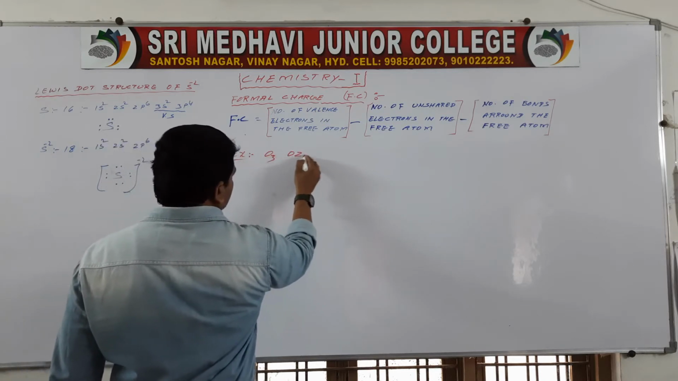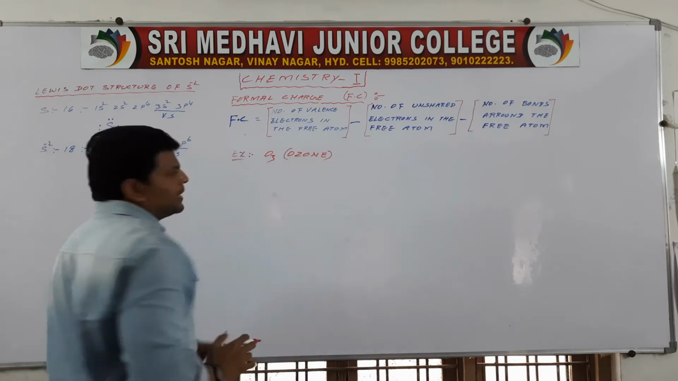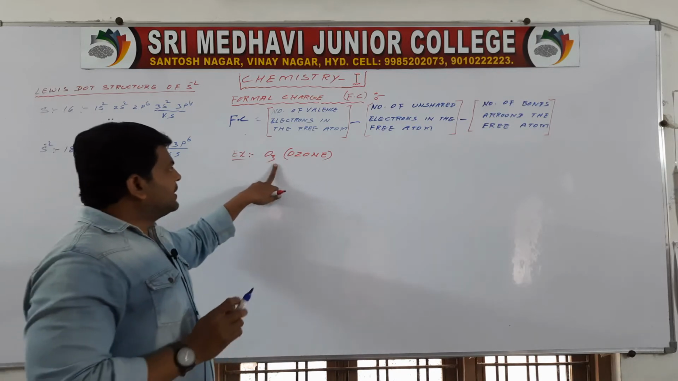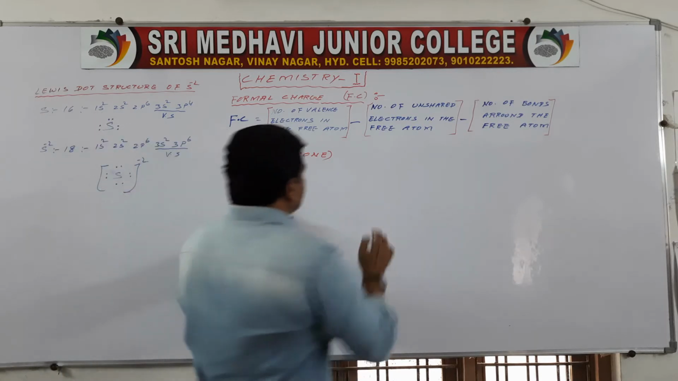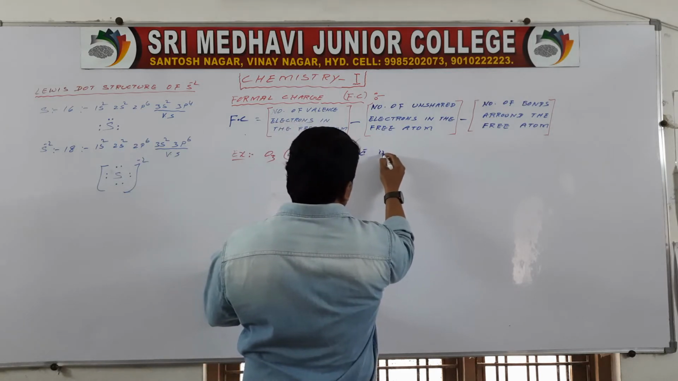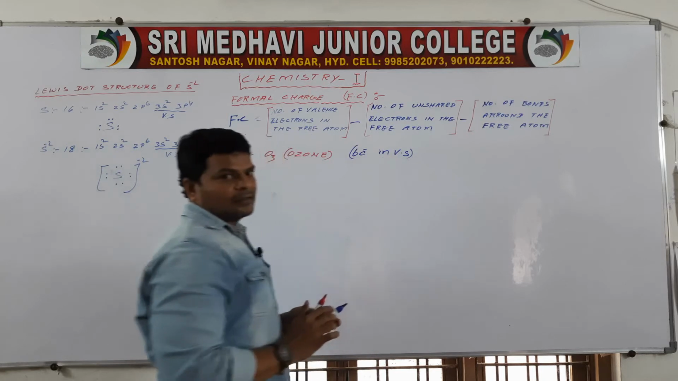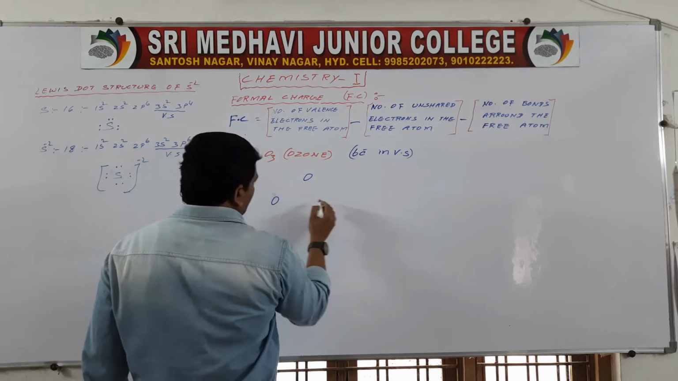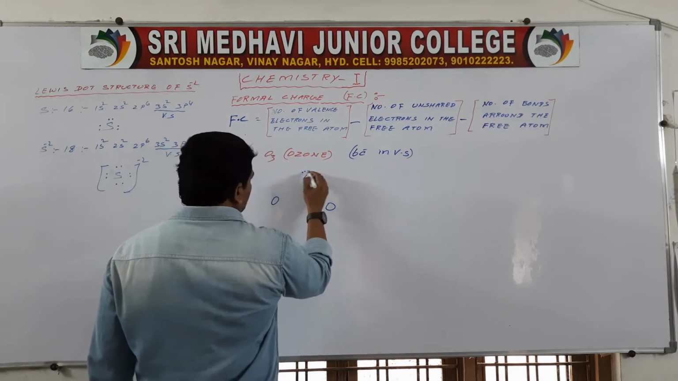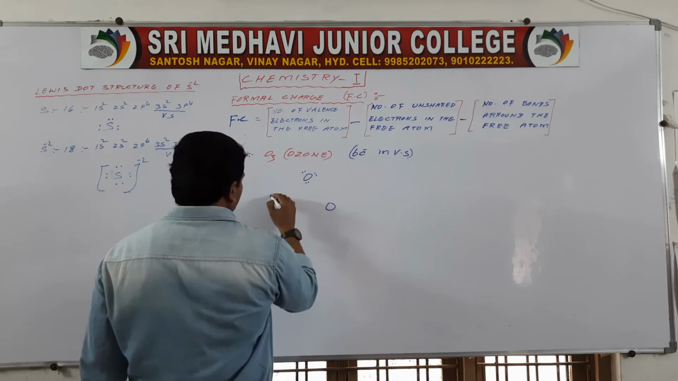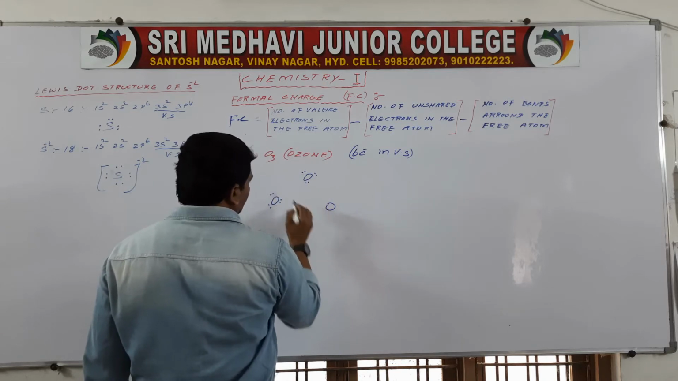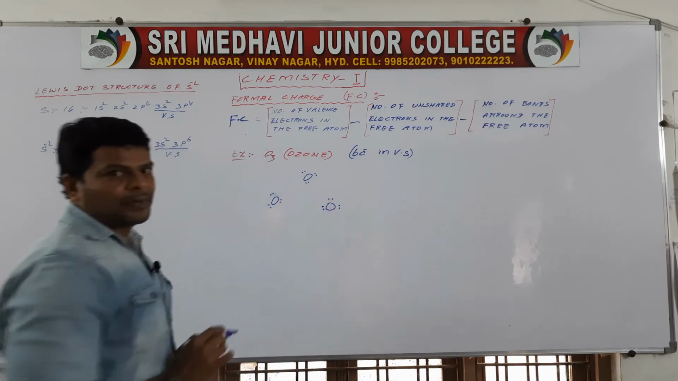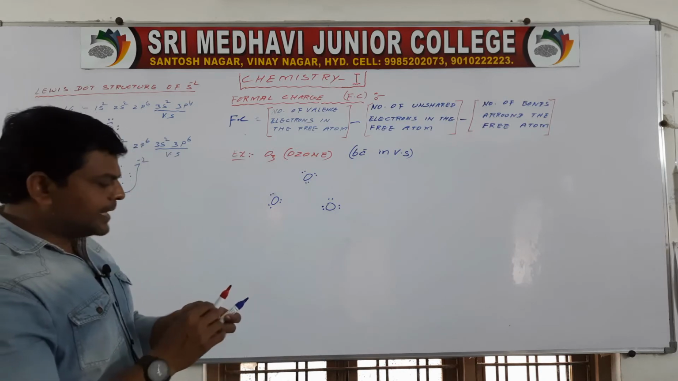For example, ozone. It has 6 electrons in the valency shell. I am representing oxygen and oxygen, 1, 2, 3, 4, 5, 6, 1, 2, 3, 4, 5, 6, 1, 2, 3, 4, 5, 6, like this I am representing. Okay. So bonding next.